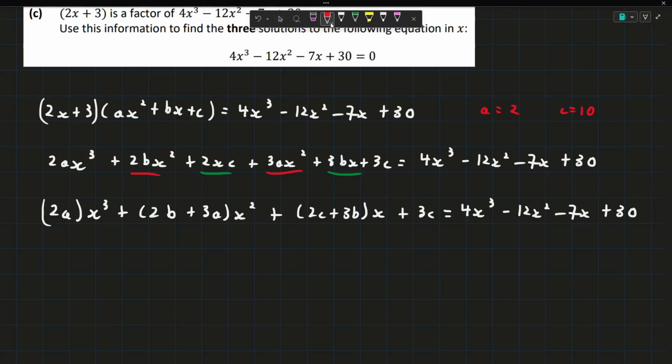So you can see on the left-hand side, the number in front of x cubed is a 4. So that means that 2a is equal to 4, or in other words, a is equal to 2, as we predicted up here. Again, it doesn't matter if you didn't spot that, because we can figure it out now.